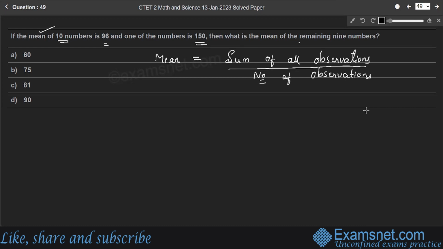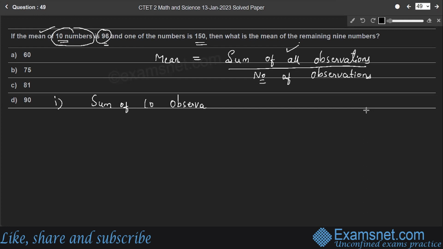So here it is given that mean of 10 numbers, there are 10 observations and mean is given. So it is 96, right? So let us find the sum of 10 observations using mean and number of observations. Here, sum of 10 observations.